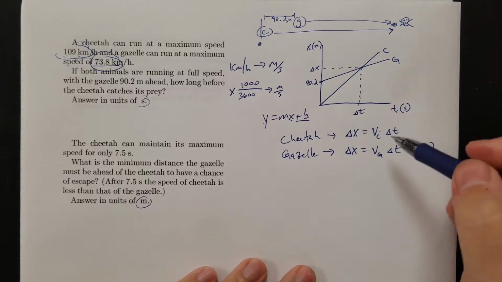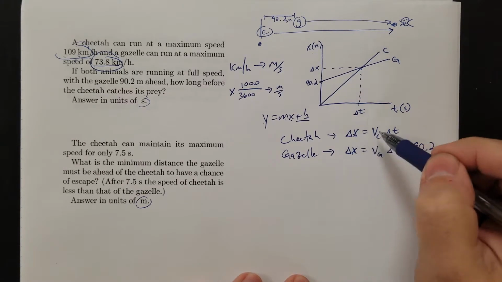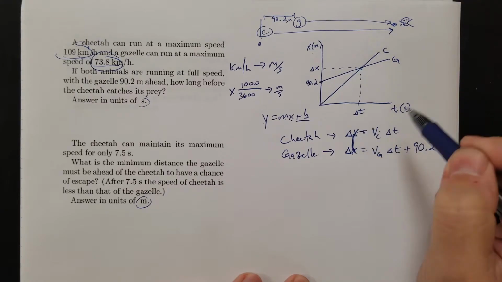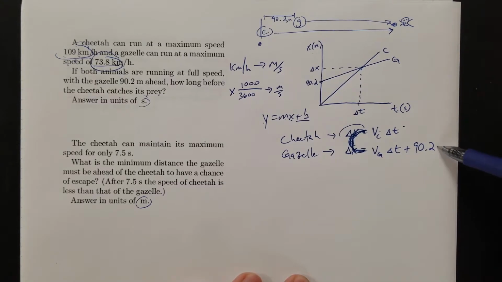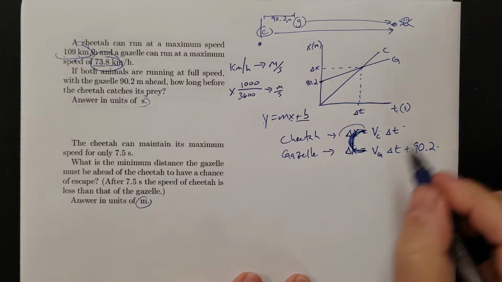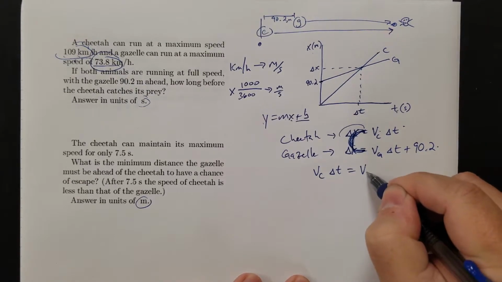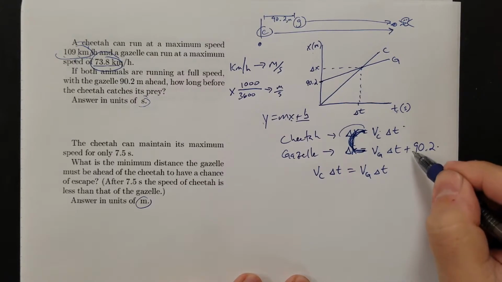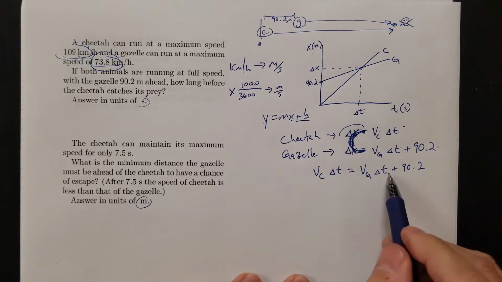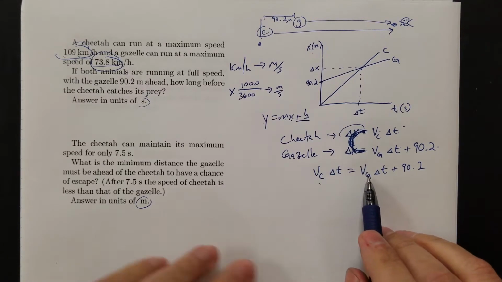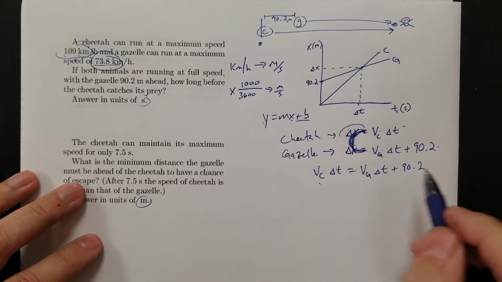So here's what I'm going to do. To get rid of this delta x, which I don't know, I know that delta x is the same, right? So I can set these two things equal, and I just say that equals that, because they're both delta x. So I'll say velocity of the cheetah times delta t equals velocity of the gazelle times delta t plus 90.2. Now I got an equation that only has one unknown, right? Because I know my cheetah velocity, I know my gazelle velocity, I converted them to meters per second. Hooray, we're basically done. All right, so let's do a little bit of algebra.